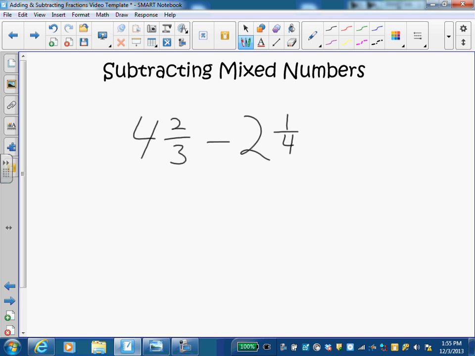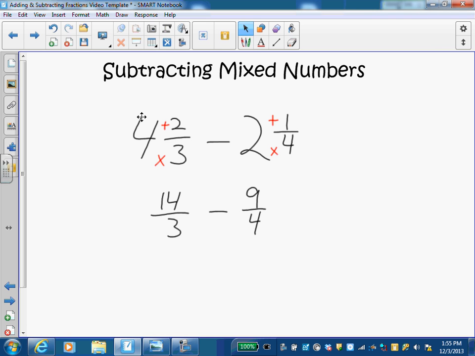Okay. First way I'm going to do it is just like I did with the addition. I'm going to go ahead and change each of my mixed numbers into an improper fraction. Okay. Take care of that. 4 times 3 is 12, plus 2 is 14, so that's 14 over 3, minus, this will be 9 over 4. Okay. Now I have my two fractions, even though they're improper.